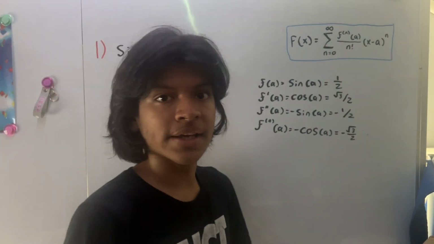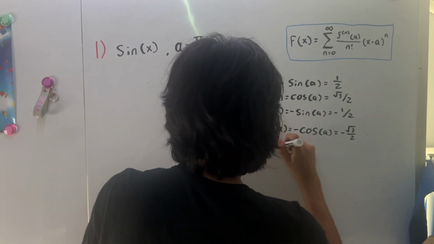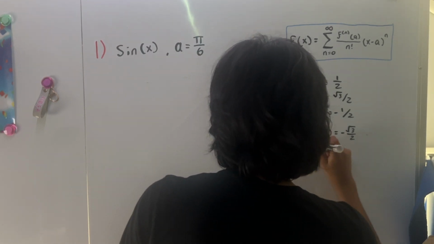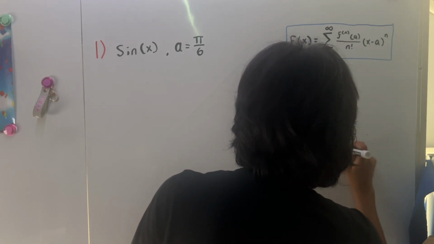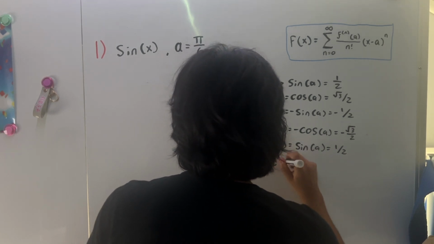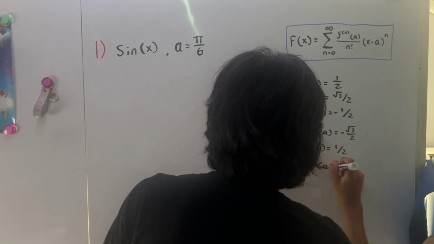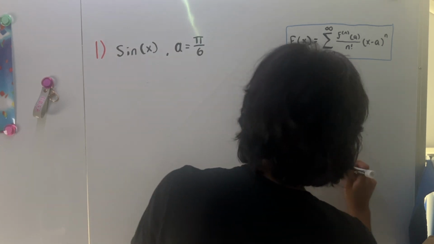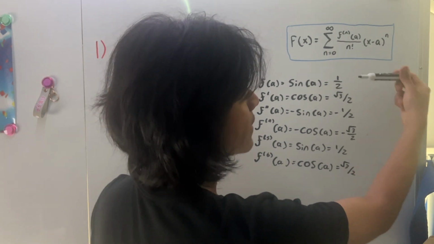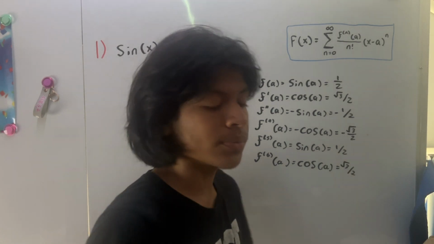And for this problem, I'm going to take it a bit further. So this is going to be the fourth derivative, but I think I'm going to take it to the sixth derivative. So when we take the derivative, we're going to get sine of a. That returns us back to 1/2. And when we do the sixth derivative, so f of 6 of a, that gives us cosine of a. And so this returns us to the square root of 3 over 2. So you kind of see a recurring pattern. It alternates between 1/2, square root of 3 over 2, negative 1/2, negative square root of 3 over 2, and then it goes back to 1/2.